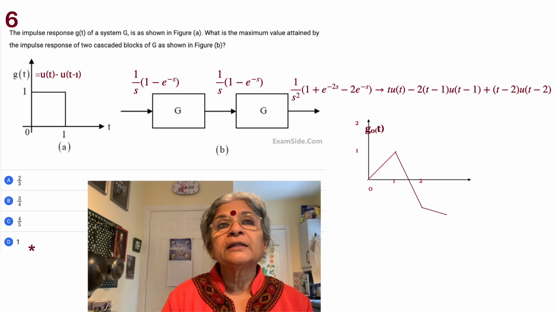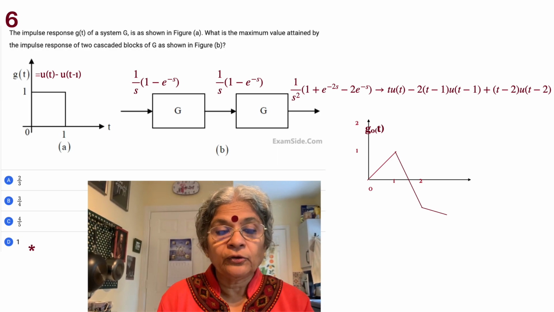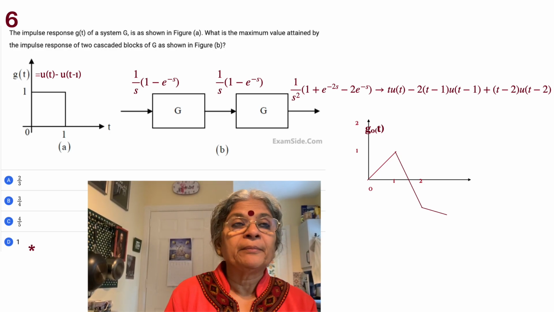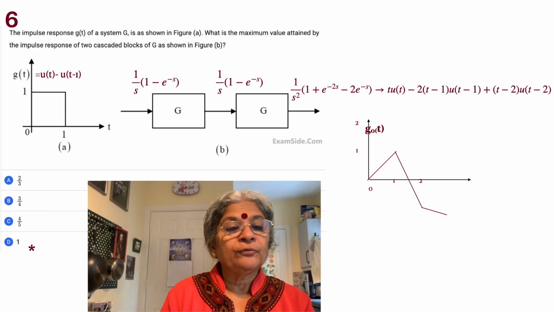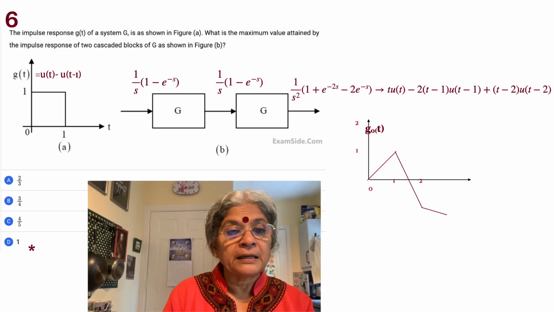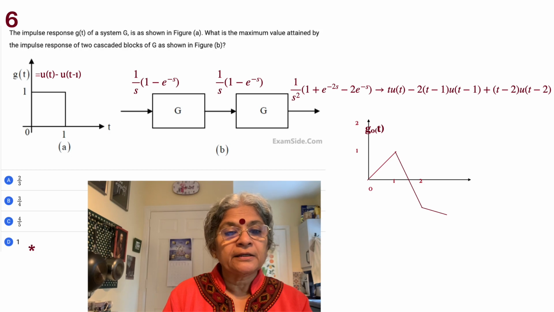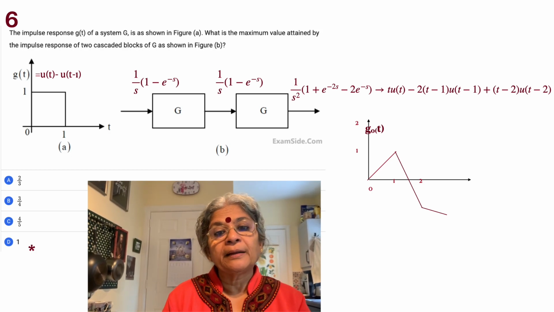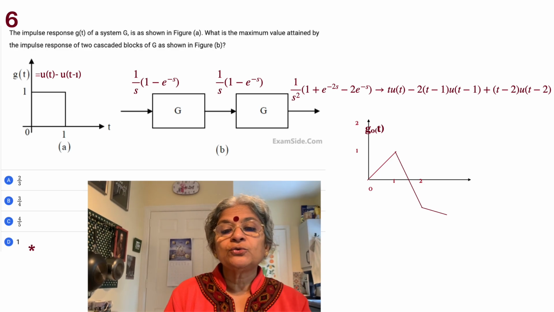In other words, a window is obtained out of u(t) minus u(t minus 1). So u(t) minus u(t minus 1), multiplied by 1, is going to be the time nature of the waveform that we have in the form of a pulse. If you take its Laplace transform, it's going to be 1 by s into (1 minus e raised to minus s). Now we have two cascaded ones, so you multiply them together. So it's the same as 1 by s square into (1 plus e raised to minus 2s minus 2 e raised to minus s).